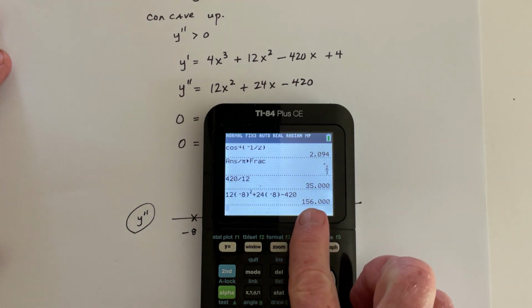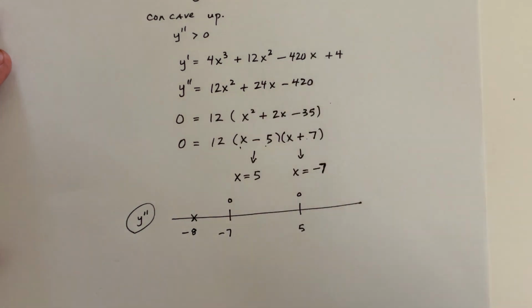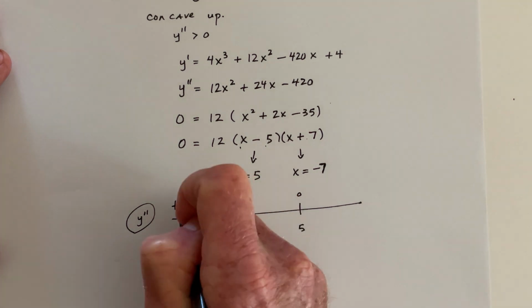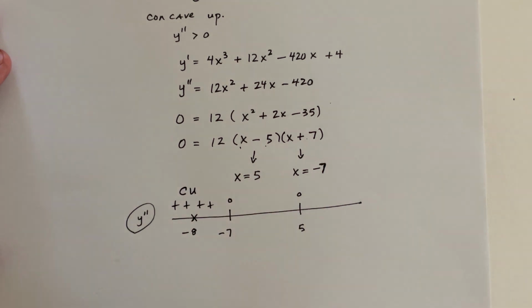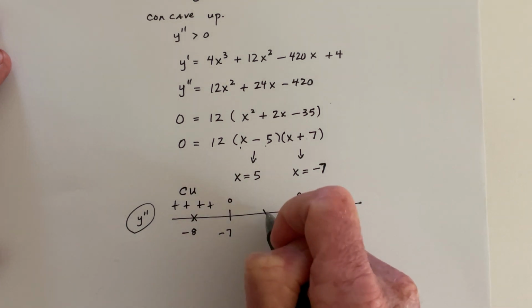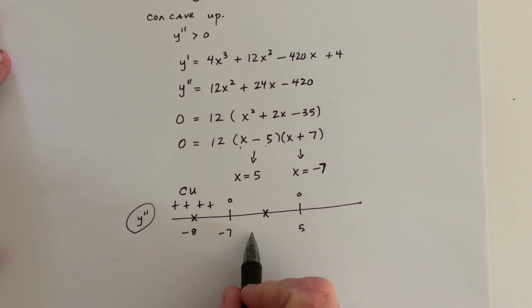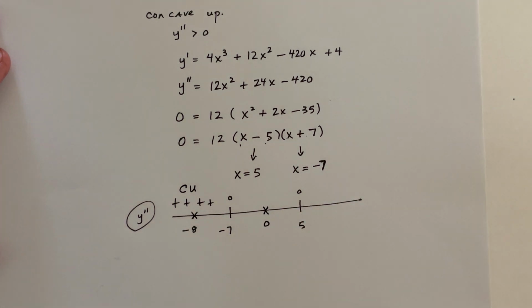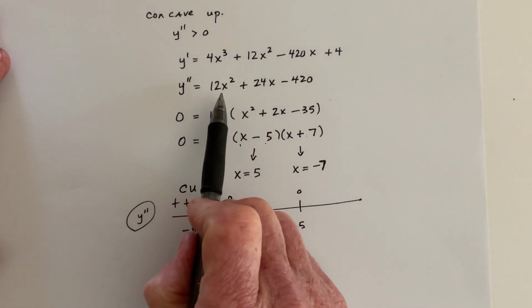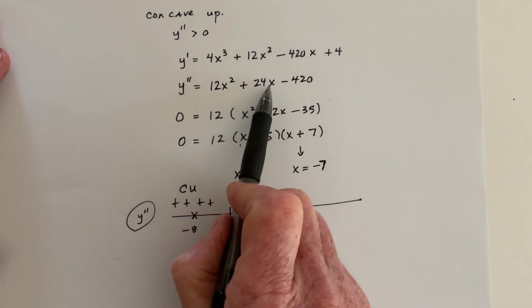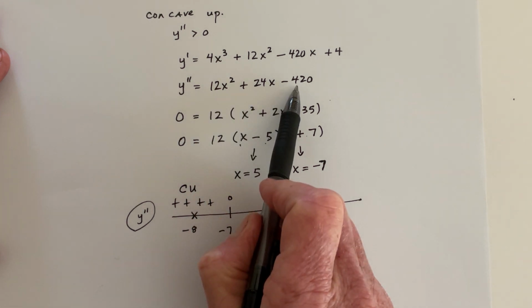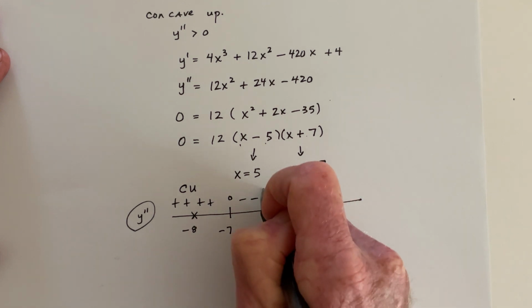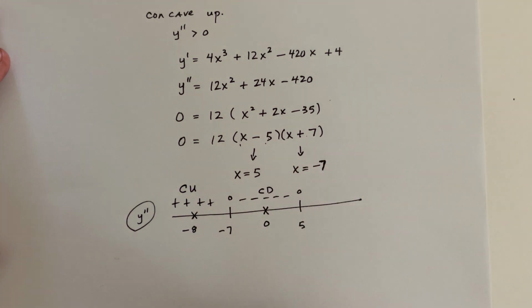That equals a positive number. So that means that for this whole interval, that would be positive, which means it's concave up. And then pick a number in here between these two. Probably the easiest would be 0. And if you plug a 0 into the second derivative, this would be 0, this would be 0, this would be negative 420, which means that it's negative in between those two, or concave down.